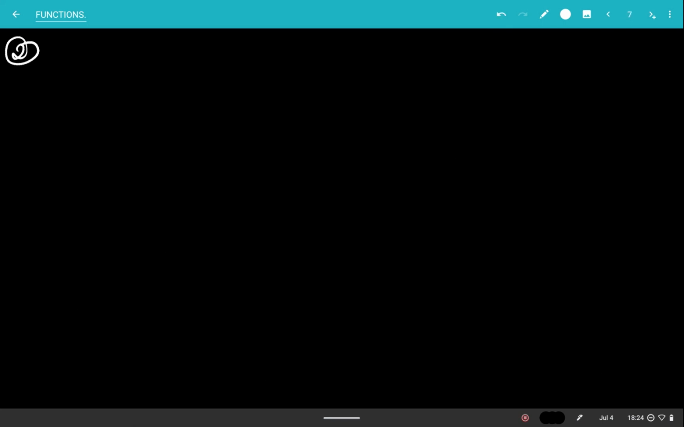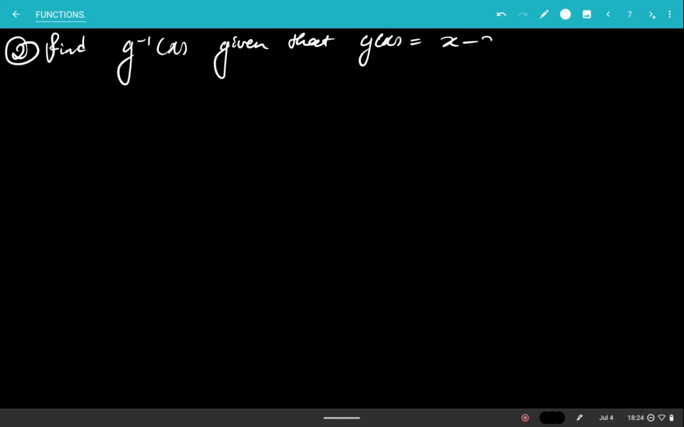Say we have another example that says, find g inverse of x, let me write it properly, g inverse of x, given that g of x is equal to x minus 7. So you can always pause the video and attempt to do this on your own. So all we're supposed to do is understand what we're looking for. We're looking for g inverse of x. So you need to find a function that defines the inverse, which is g of x. G of x is equal to x minus 7.